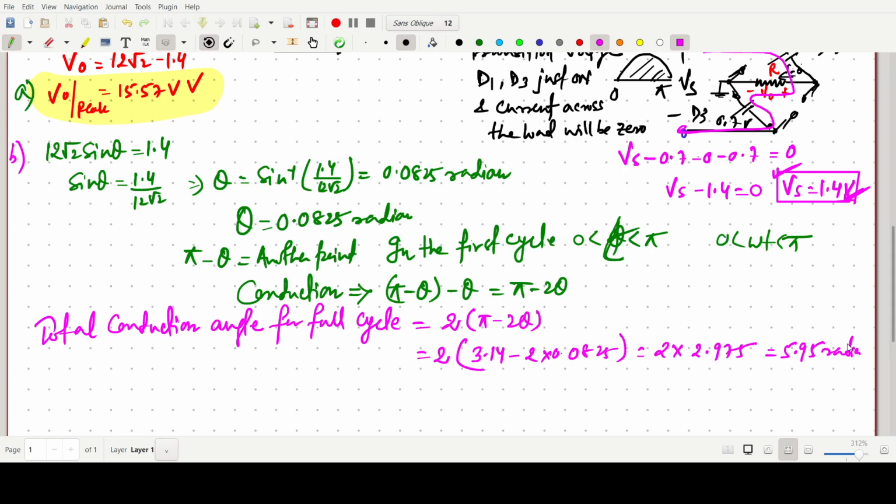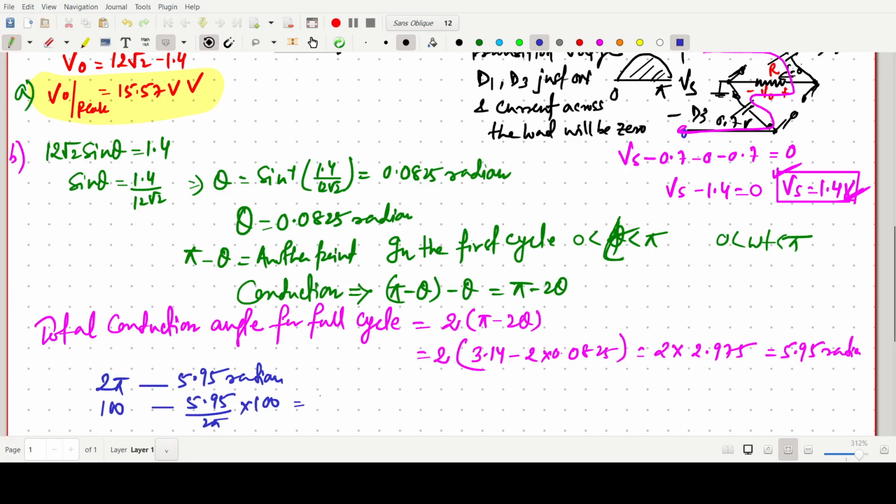Okay, so basically we have to find the percentage, meaning how much percentage the conduction is. In a 2 pi period of the signal, in that time the conduction is 5.95 radian. So in 100 we can write by the unitary method 2 pi into 100.